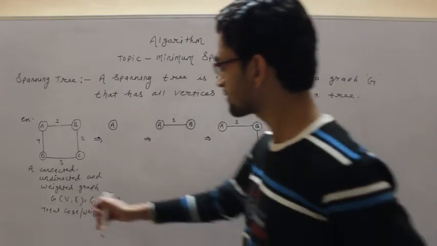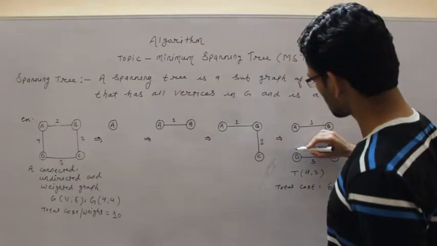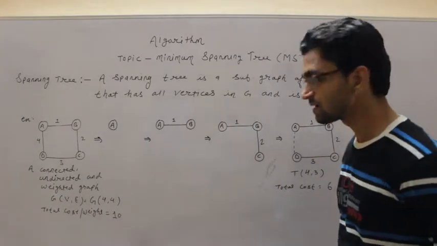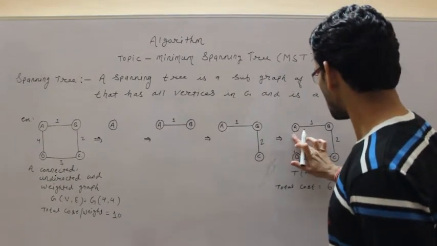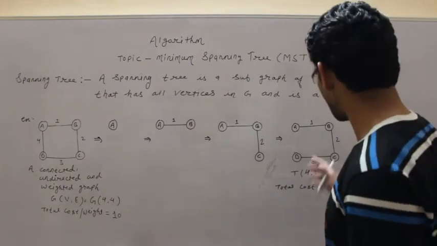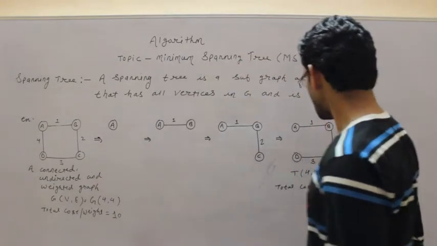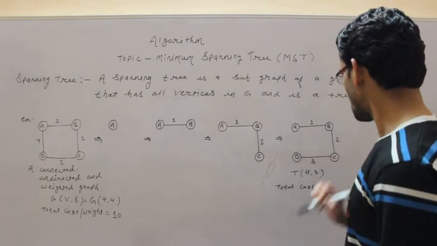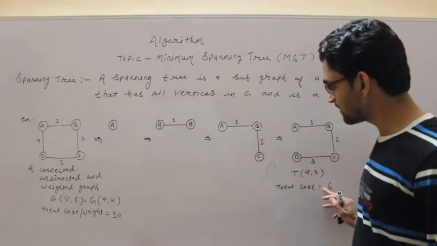Now at position D we have only one choice, which is A. If you connect this vertex D with A, then it forms a cycle. But the definition says that a tree never contains any cycle, so we cannot connect the vertex A with D. Then this will be our final spanning tree for this given graph. In this spanning tree, there are four vertices and three edges, and if you sum all these weights, then the total cost of this tree will be 6.